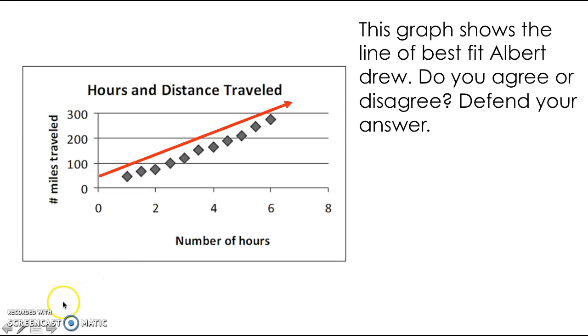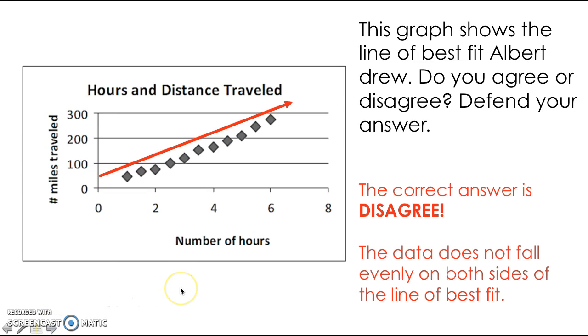All right. Well, I'm going to go ahead and tell you the answer, which is you are going to disagree with Albert. Why? All of the data for this line falls below your line of best fit. You want your line of best fit to go exactly through as many points as possible on your scatter plot. This line of best fit doesn't go through any points, and every single point is below it. It does not go through as many points as possible, and it does not have as many points above it as it does below it.